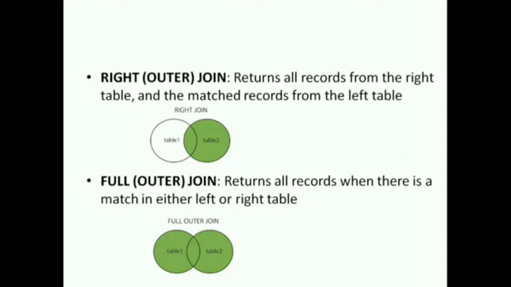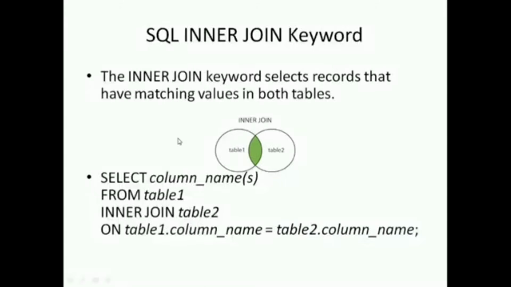So now we will study each one of these one by one. We'll understand the syntax and then take the examples and understand these in a better way. The first one we have is inner join on, or we can say only join also. So inner join keyword selects records that have matching values in both the tables. The matching values of table 1 and table 2, the middle part, that is what it retrieves.